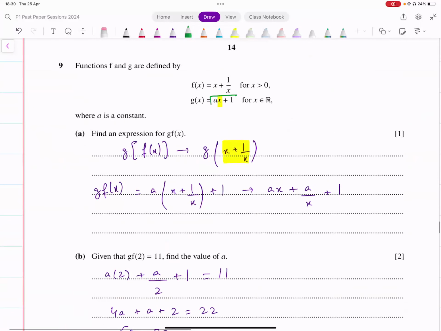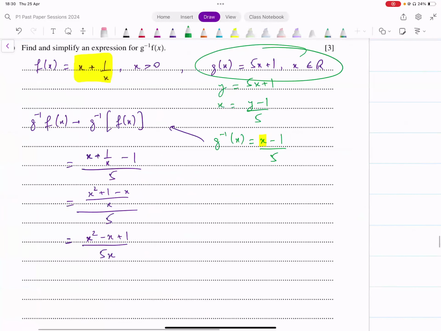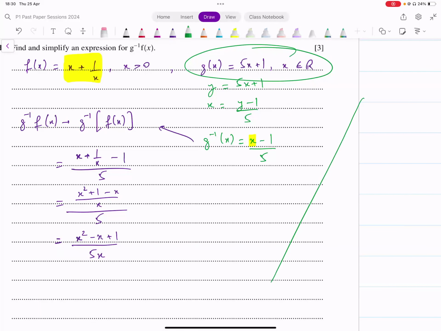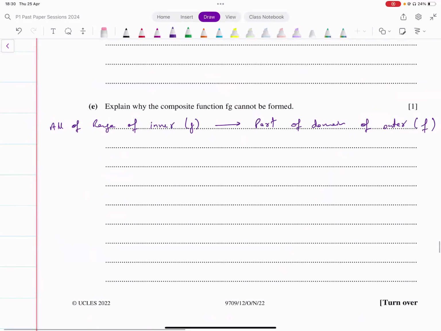g is a straight line and its domain is all real values. ax plus 1, when it's 5x plus 1, let's use this form, 5x plus 1. What is this line going to look like? It's an upward sloping line this way. If the domain is all real values, the range is also all real values for g, because vertically, it can go up to positive infinity and negative infinity. So for the inner function, the range is all real values.